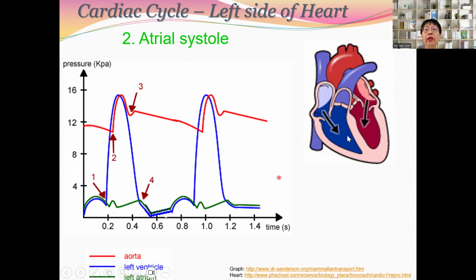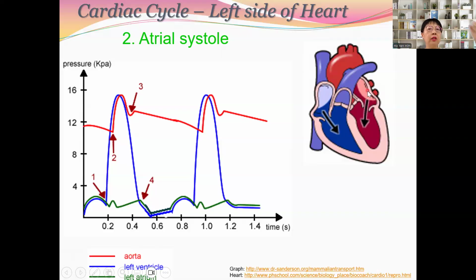So we are only referring to the left side of the heart in this graph, the changes of the pressure in the left side of the heart in one complete cardiac cycle. So we're going to study that. All right. So we start with atrial systole first. In the chart of the heart here, the two atria contract. Can you see it contracts? It curves inwards here, showing that atrial systole is happening.